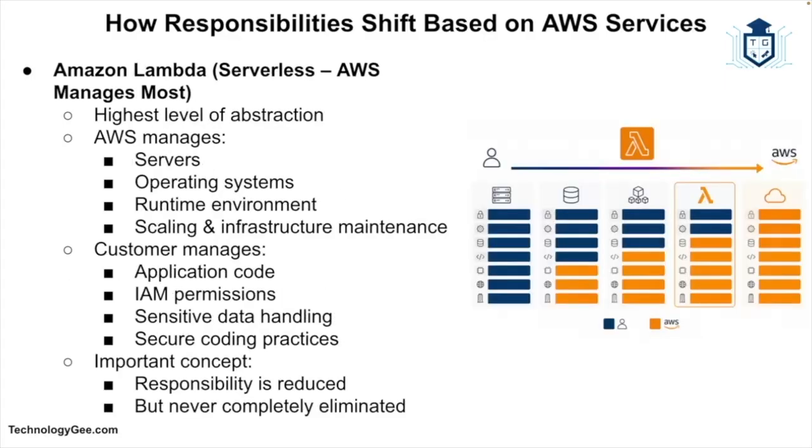And then you have AWS Lambda. So with AWS Lambda, AWS handles almost everything. They handle the servers, the operating system, scaling, and the runtime environment. You just handle the code, permissions, and the data. And this is where your responsibility is minimized, but it is not eliminated.